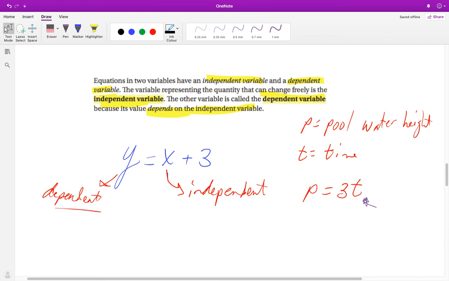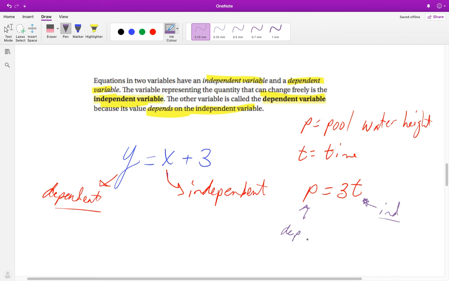Because we can say, well, how long is it going to be, or how much water will be filled in after 30 minutes, after 10 minutes, after 20 minutes? Our time is always going to be our independent variable because that is changing freely. Nothing is restricting our time from changing or not. So our time is always going to be our independent variable. And our pool's water depth in this case would be our dependent variable.